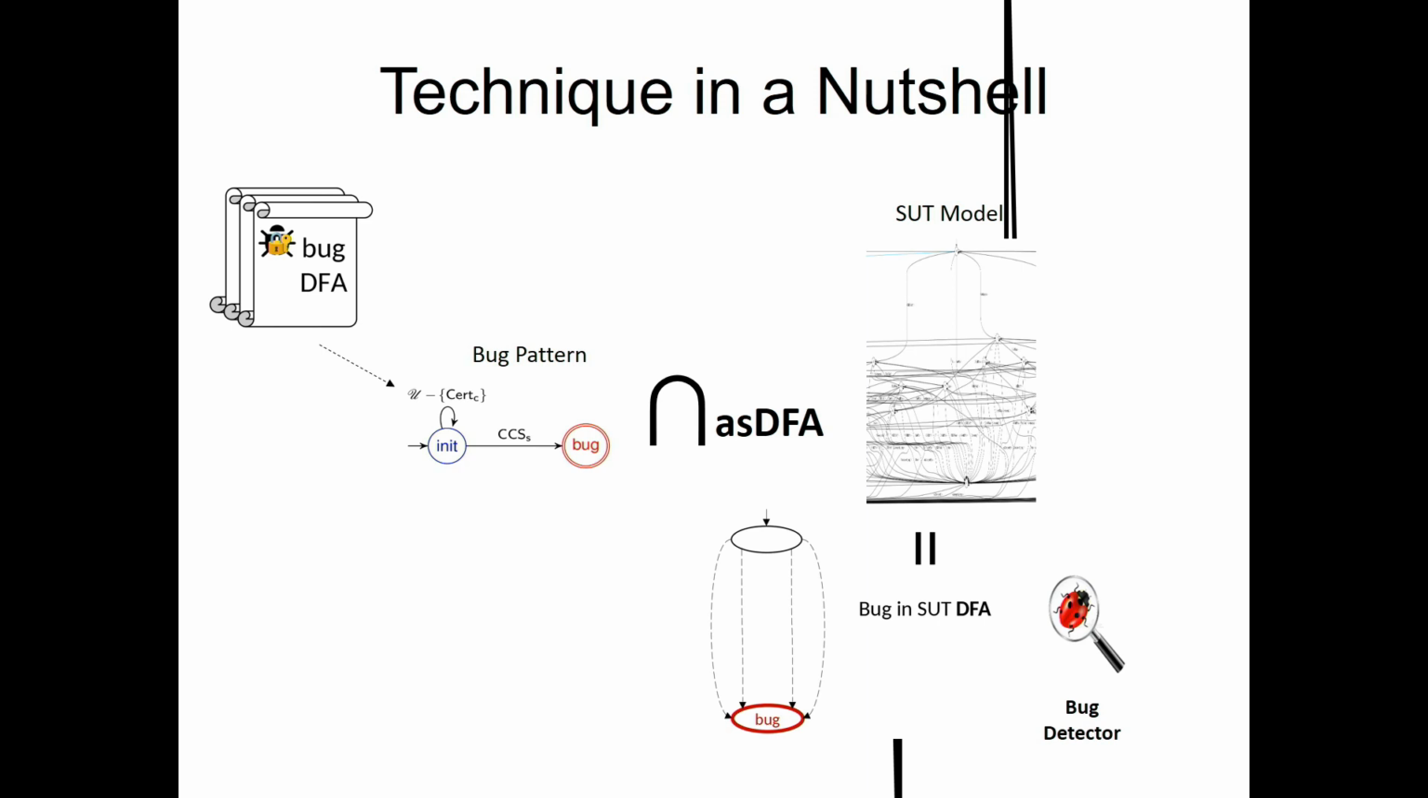So we need to then generate from this automaton that is the intersection some sequences and try to validate them against the system under test. And all these things can be done automatically. Okay, so that's the gist of the technique.